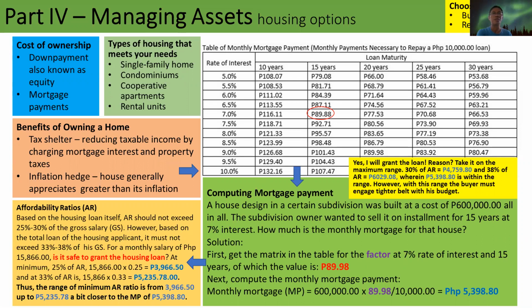So the cost of ownership with real estate includes down payment. Ang ibang term na down payment sa real estate installments are equity. O parehas lang yan. Down payment or equity is just the same. And then followed by mortgage payment. Ano yung mortgage payment? Yun na yung bayad mo every month until full payment. Then the next option that you are going to choose is the type of housing that meets your needs.